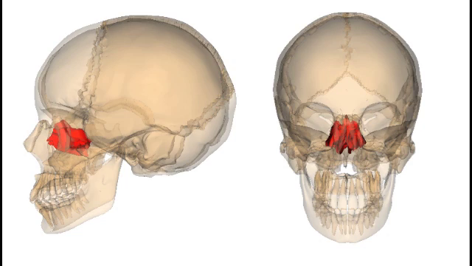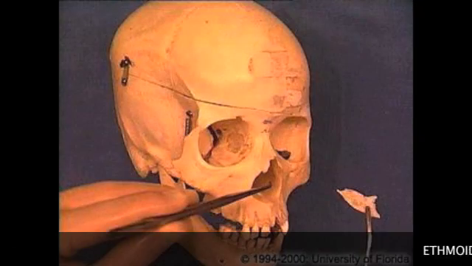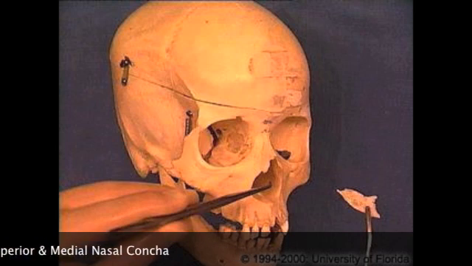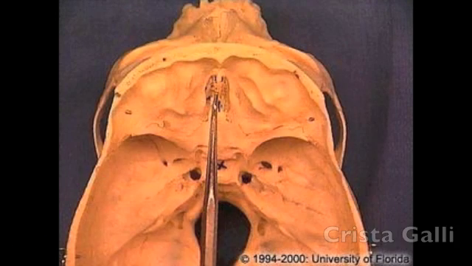The ethmoid bone lies between the nasal and sphenoid bone. It contains the superior and middle nasal concha. The crista galli is on the inside.